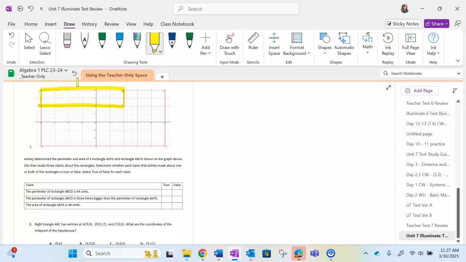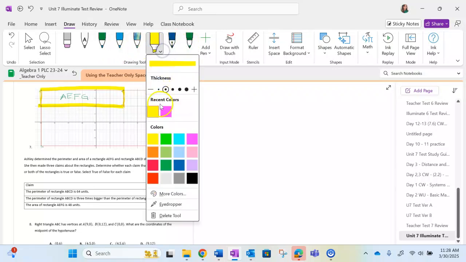That's one triangle, and that is A, E, F, G. When you're reading triangles, you read them in order: A, E, F, G. I'm going to write that inside here. A, E, F, G. Now we have a bigger triangle. Let me highlight that one.